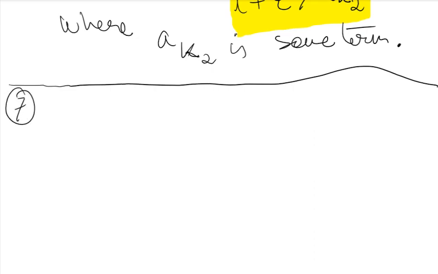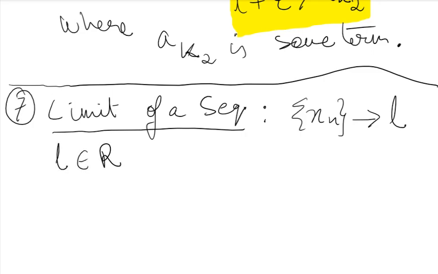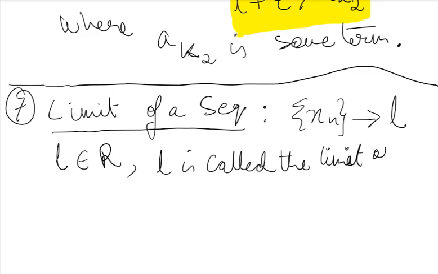The next one, the seventh one, will be the limit of a sequence. Now this is a definition in this way. Let's say I have a sequence x of n. If after putting the values of n, we can see that this x of n is tending to some limit, say L, and L belongs to the real numbers, then L is called the limit of the sequence.